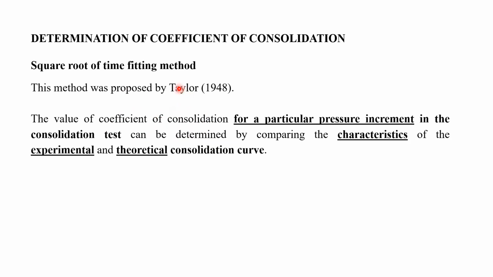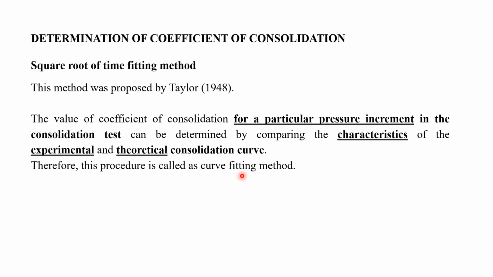Taylor determined the coefficient of consolidation by comparing the characteristics of two curves. One is the experimental curve and the other is the theoretical consolidation curve. The experimental consolidation curve means the graph plotted between the time and the dial gauge reading. The theoretical consolidation curve is also a graph, plotted between the time factor and the degree of consolidation.